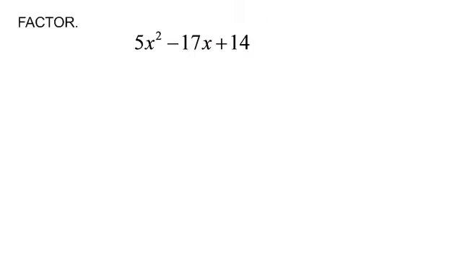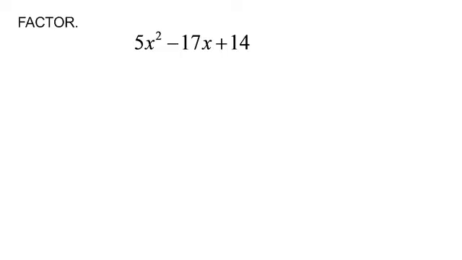Okay, we are supposed to factor 5x squared minus 17x plus 14. There is not a GCF. This is definitely not the difference of two squares. There are three terms here. It's not a perfect square trinomial because the first term and the last term would have to be perfect squares. I'm going to go to trial and error.